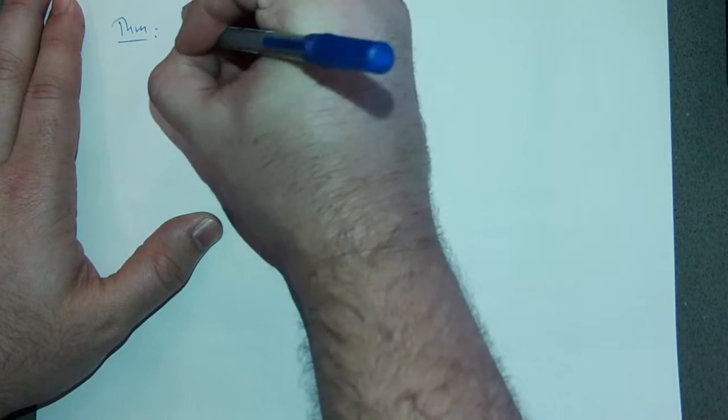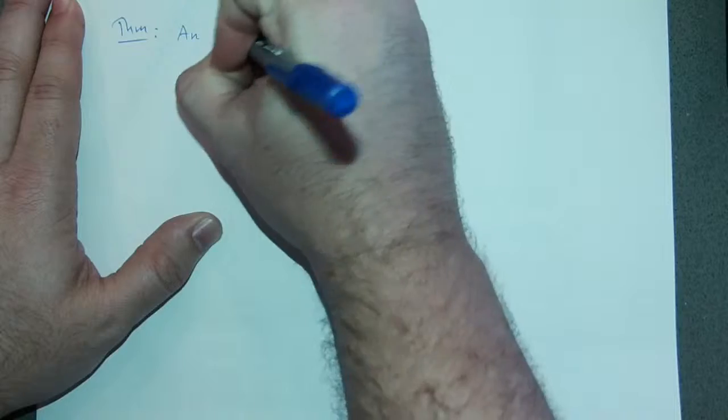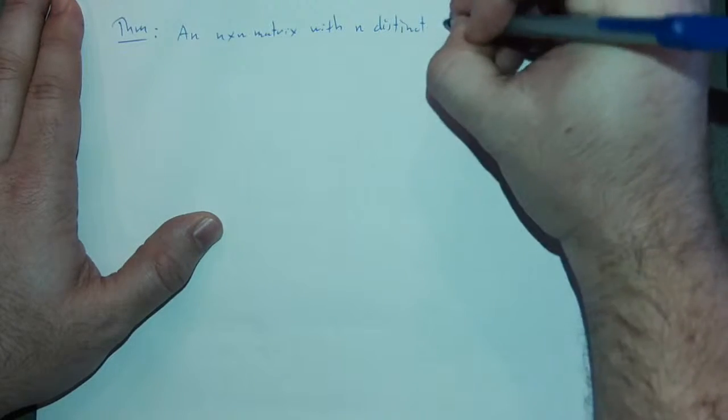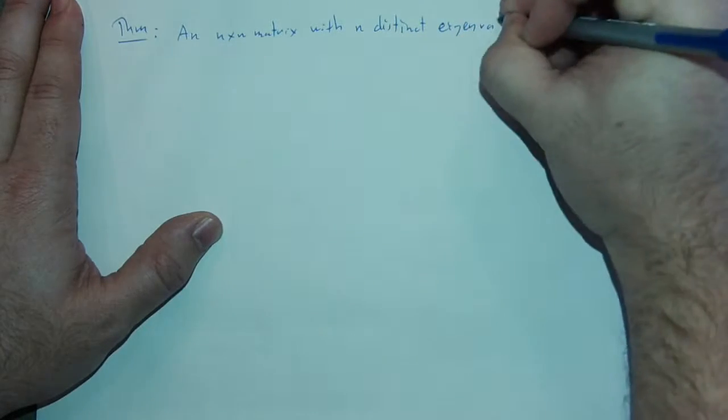And so then the question is, what is the largest it can be? The answer to that is going to come into my next theorem. And the answer to that is it's bounded above by the multiplicity of the eigenvalue. So it's bounded above by the multiplicity, and it's bounded below by 1. Okay. So what this means then is that an n by n matrix with n distinct eigenvalues is diagonalizable.